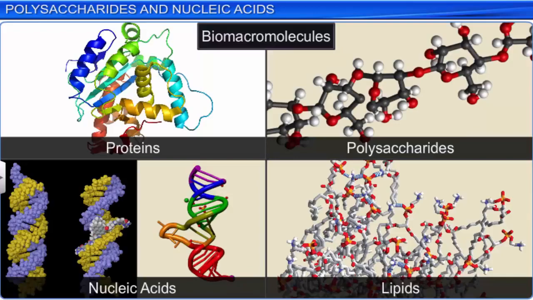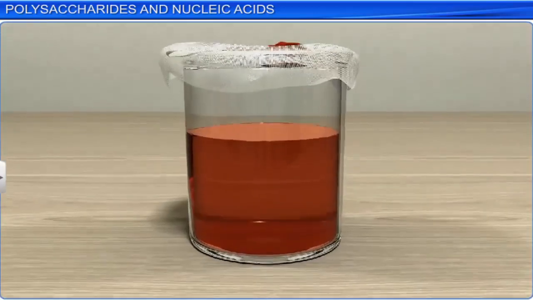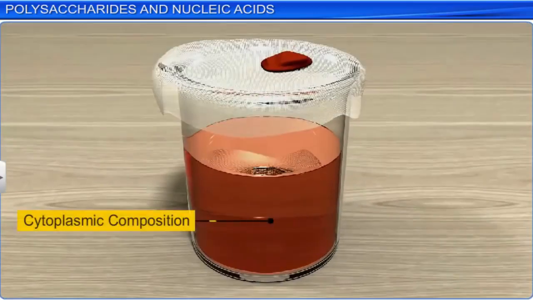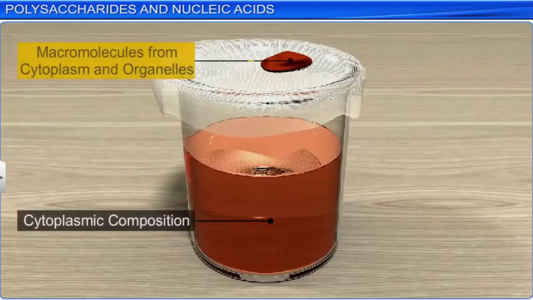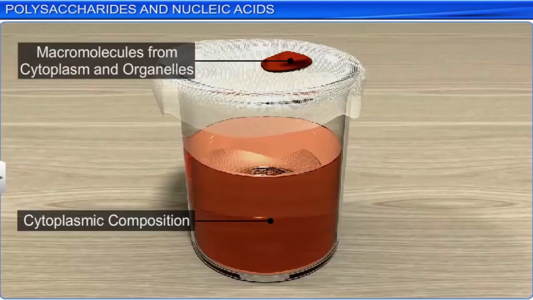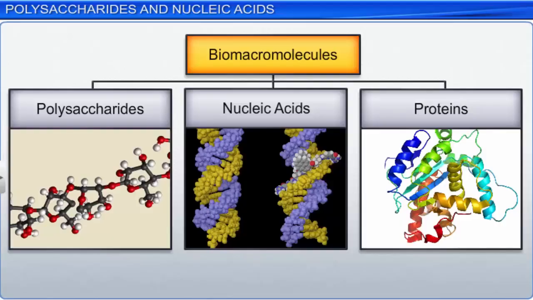The acid-soluble fraction represents the cytoplasmic composition, while the acid-insoluble fraction consists of macromolecules derived from cytoplasm and organelles. Together, these two fractions represent the complete chemical composition of living organisms. Biomacromolecules have molecular weights in the range of 10,000 daltons and above.